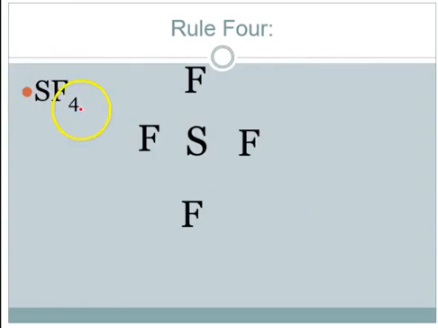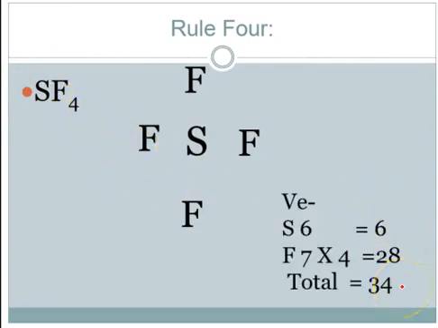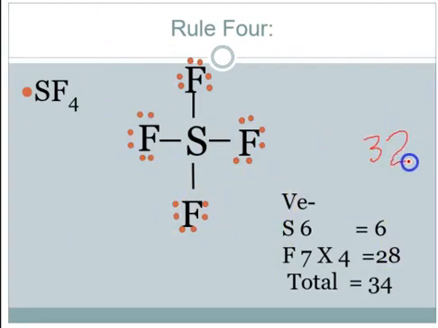So SF4, count your valence electrons, 34 electrons. Your skeletal structure means you've used up 8 electrons. That's what I'm going to start counting with, 8 electrons. 9, 10, 11, 12, 13, 14, 15, 16, 17, 18, 19, 20, 21, 22, 23, 24, 25, 26, 27, 28, 29, 30, 31, 32. Now I've made all of my elements happy on the outside, but I've only used up 32 electrons. Where do the other 2 electrons go?